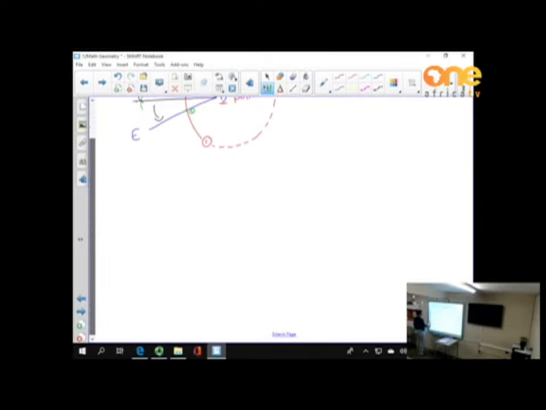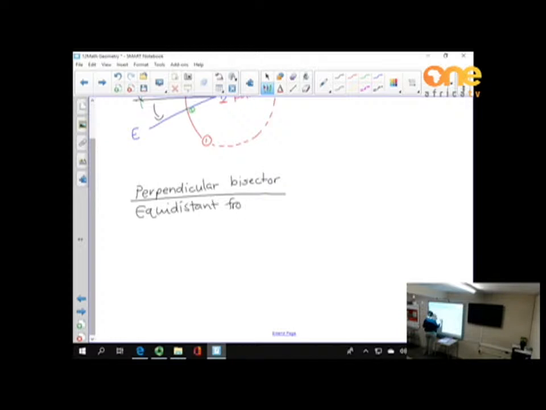Then the other one that's not on the previous page is your perpendicular bisector. And this is equidistant from 2 points. So for example, you will have point X and you will have point Y. And you need them to be equidistant from 2 points.